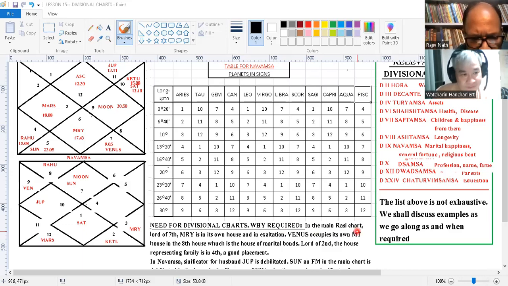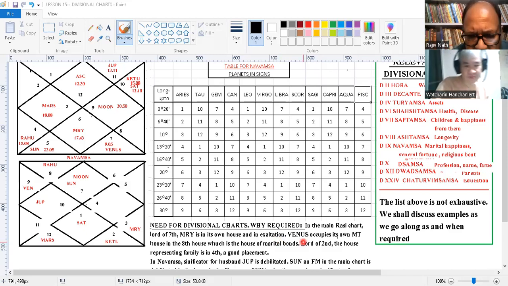Lord of the seventh, that is Mercury. Lord of the seventh, Mercury, is in its own house and in exaltation. Mercury is the main prime determinant for marriage. It is in its own Moolatrikona Rashi and in exaltation also. So it gets very good marks, no? Very good marks it gets.